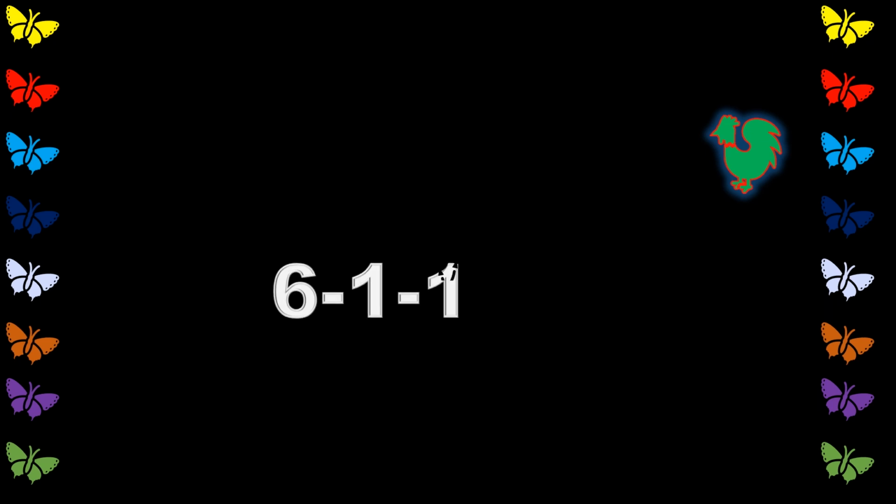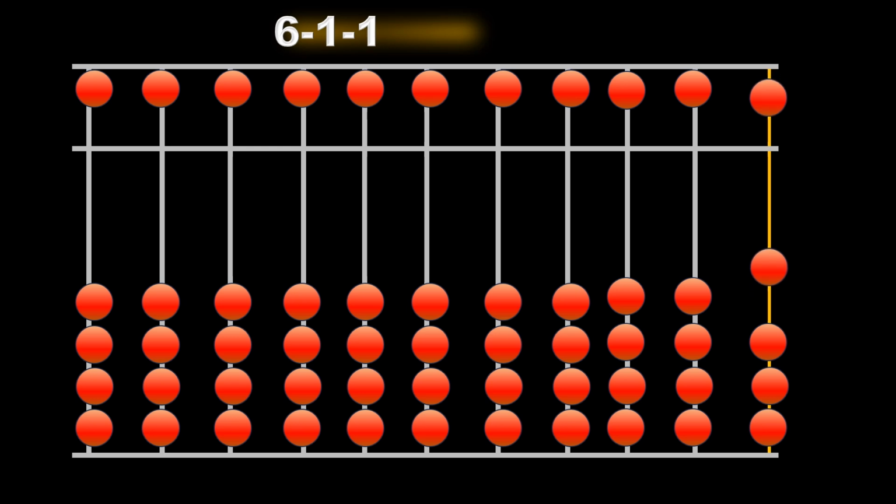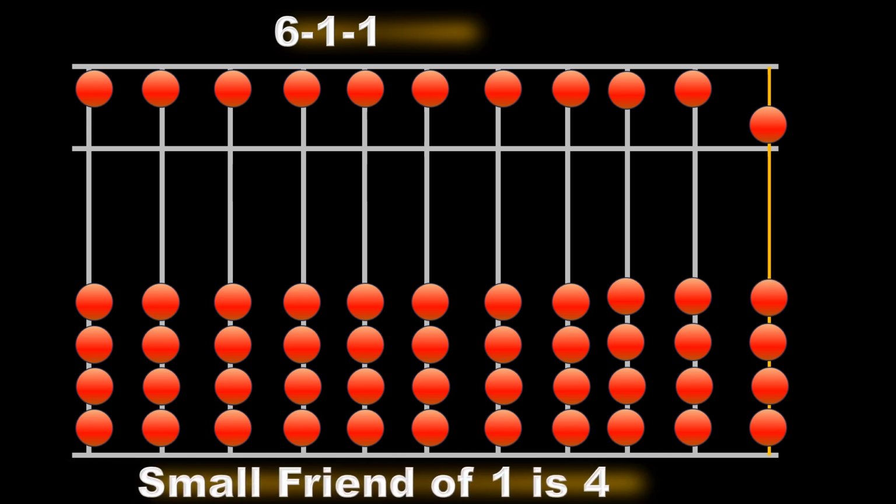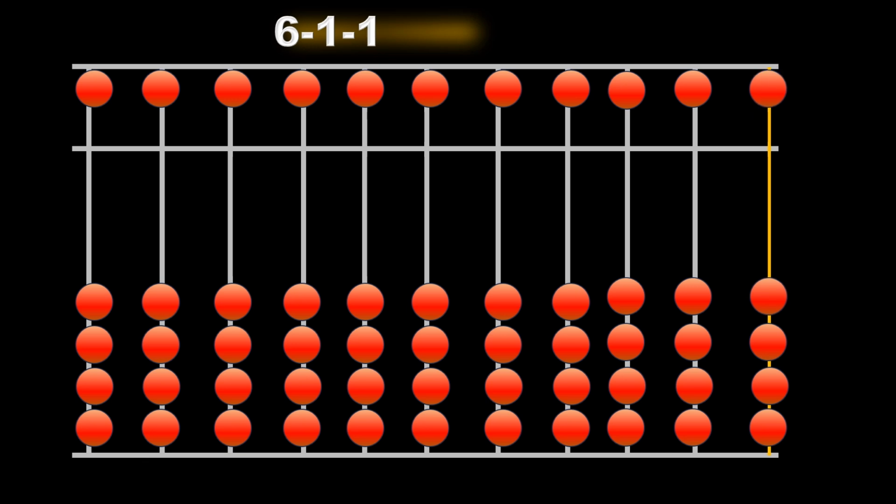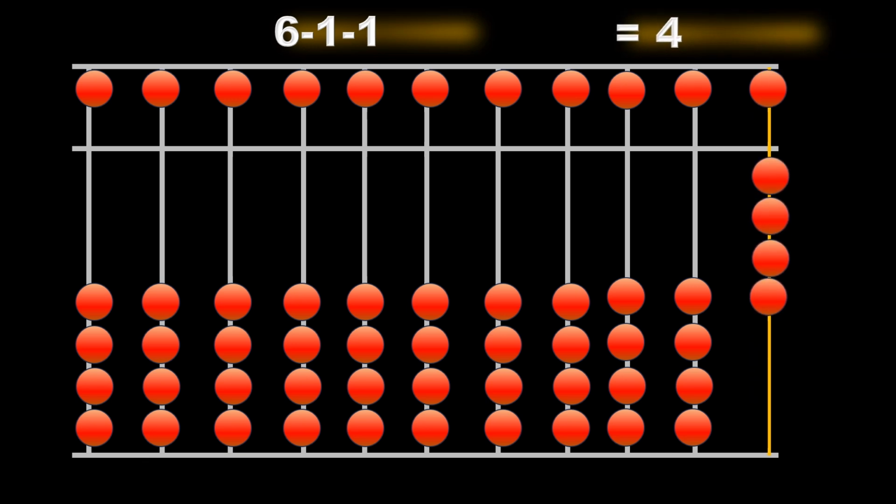The first question is 6 minus 1 minus 1. So first add 6. We have to subtract the second digit, minus 1. We have subtracted. Now we have to subtract the third digit, which is 1. Small friend of 1 is 4. So subtract 5, add 4. So the answer becomes 4.